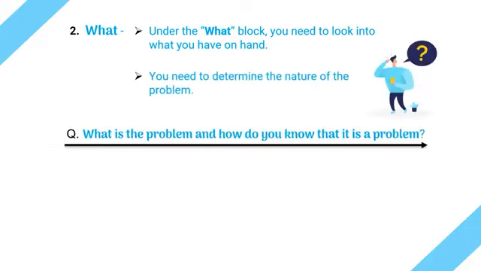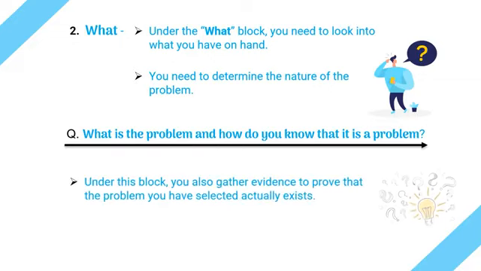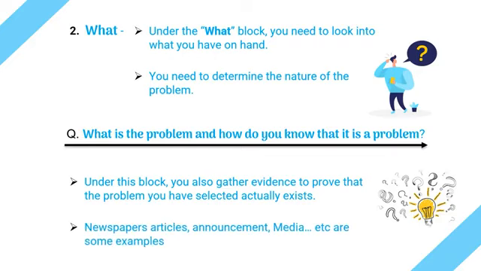What is the problem, and how do you know that it is a problem? Under this block, you will also gather evidence to prove that the problem you have selected actually exists. Newspaper articles, media, announcements, etc. are some examples from which you can gather data for proving that this problem actually exists.